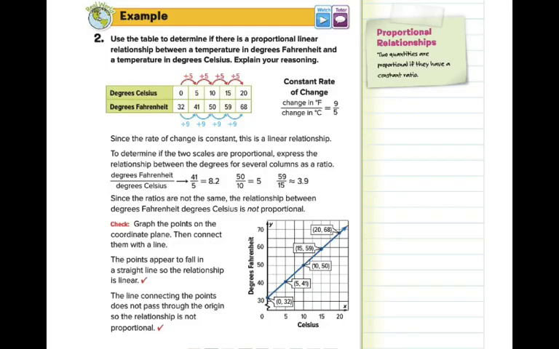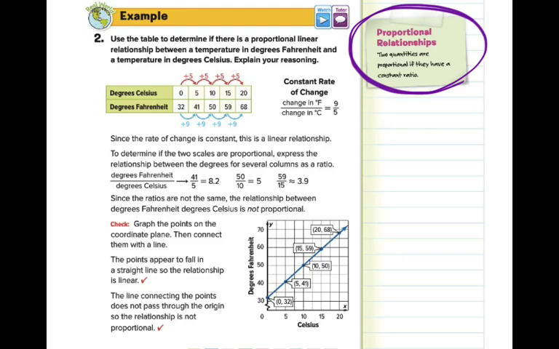All right, let's take a look at an example. Okay, example number 2. Use the table to determine if there is a proportional linear relationship between a temperature in degrees Fahrenheit and a temperature in degrees Celsius. Explain your reasoning. Okay, so a little reminder off to the side. Two quantities are proportional if they have a constant ratio. Okay.